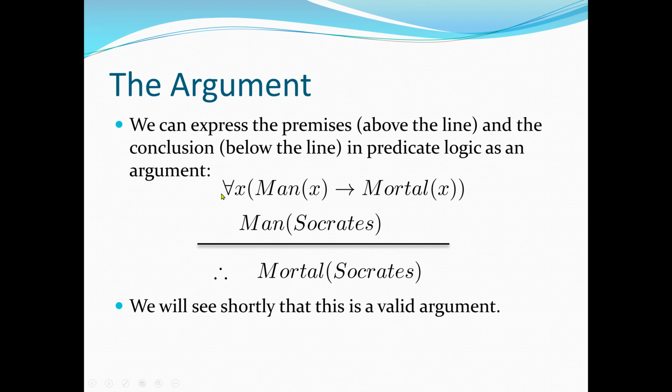So again, this is how we write the predicate logic. From the example, we say all men, so we use the all X. Man is a mortal. And we say if all men are mortal and Socrates is a man, then also Socrates will be a mortal. So we'll see shortly that this is a valid argument using our inference rules.